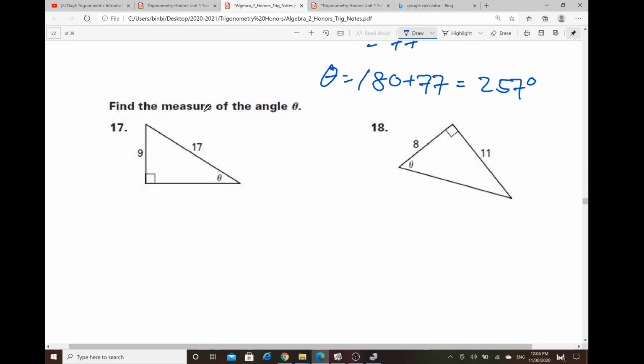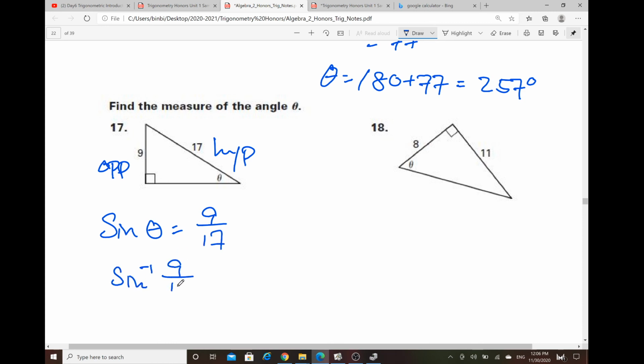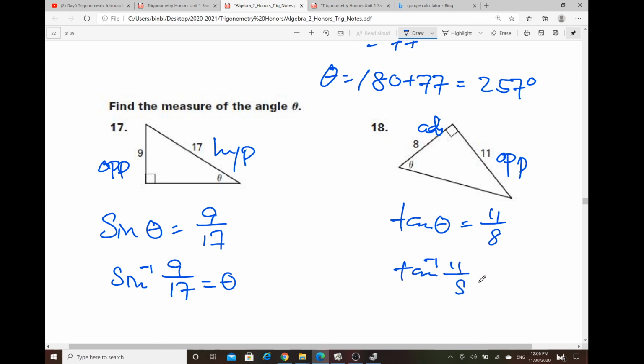And the next one, find the measure of angle theta. This one is showing opposite and hypotenuse, so we're using the function sine of theta. So it's 9 over 17. So we take the inverse of 9 over 17 on the calculator. And this one here is showing adjacent and opposite, so that means we're using tangent. Tangent of theta will be 11 over 8. And then we take the inverse of tangent. So basically just do that on the calculator and find out exactly what those angles are.